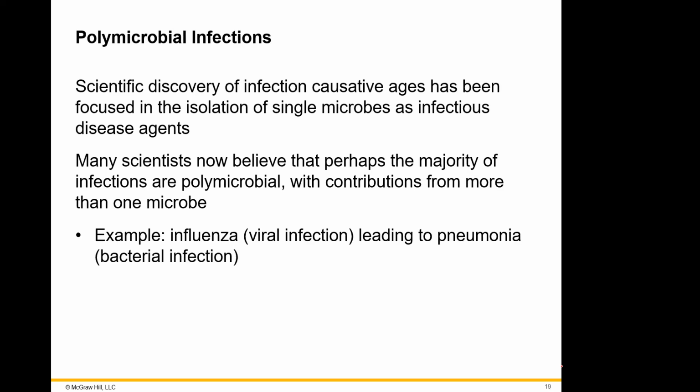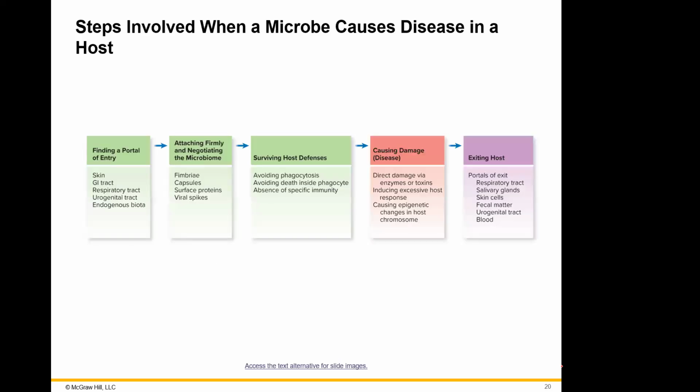Polymicrobial infections are not any surprise. We're talking about if you get the flu, how you're likely to get a bacterial infection as a result, right? Your immune system's down, your body's being stressed. That's a polymicrobial infection when you have that happen. So these are normal types of things, nothing crazy.